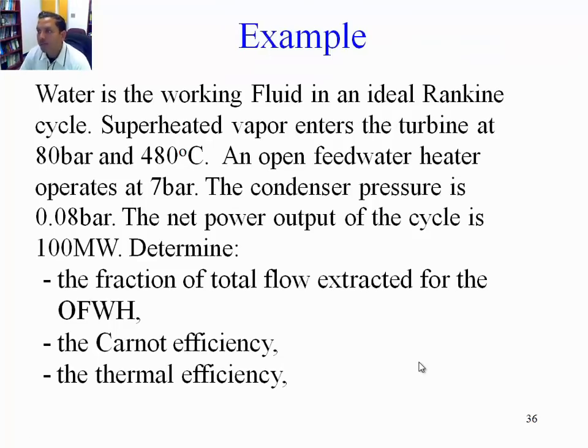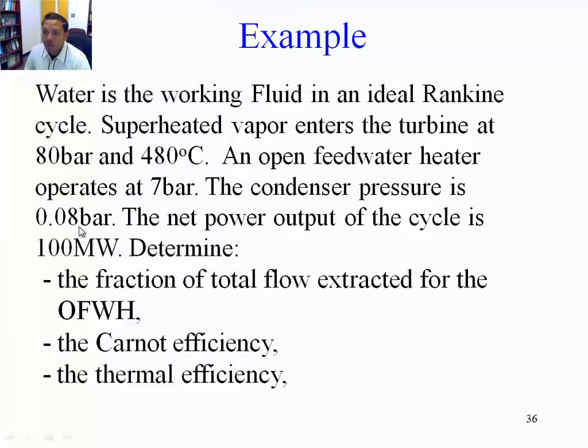All right, now let's work out an example that has exactly the same conditions, the same properties, but this time around we are going to use regeneration. We are going to pass an intermediate extract from the turbine through an open feed water heater. But the boiler still produces water at 80 bar and 480 Celsius. We're taking the intermediate exit of the turbine at 7 bar to pass it through an open feed water heater.